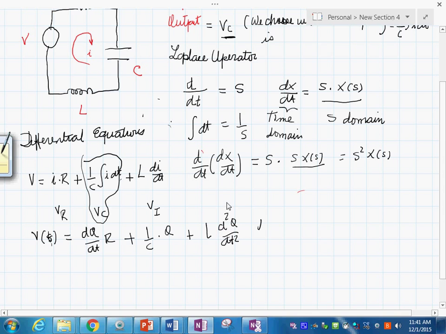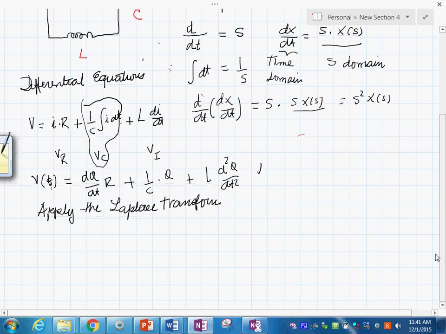If you apply the Laplace transform to this, you could say apply the Laplace transform. Okay, so we're going to apply the Laplace transform.